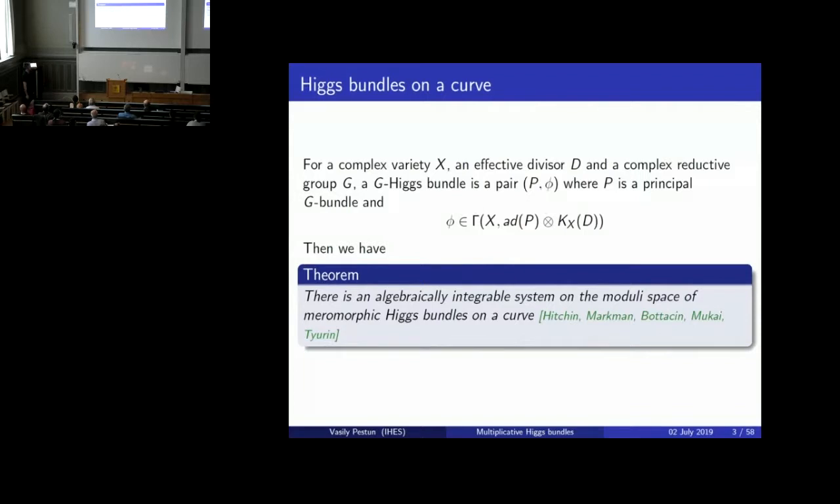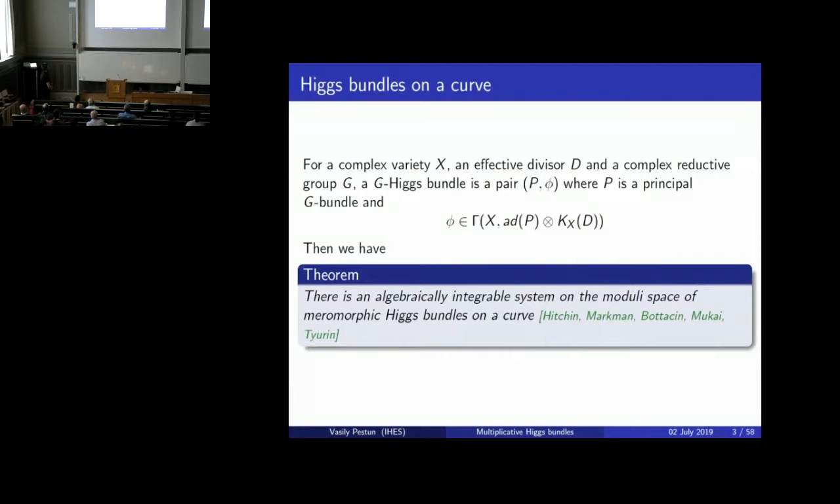That is Lie algebra valued, and also with respect to its space-time indices, it transforms as a holomorphic one-form. That's a section of the canonical bundle. And we can allow poles at a divisor, so that's denoted like that. Then there is a theorem due to many people, starting from the seminal work of Hitchin, and then Markman, Bottacin, Mukai, Tyurin, and others, that there is an algebraic integrable system on the moduli space of these meromorphic Higgs bundles.